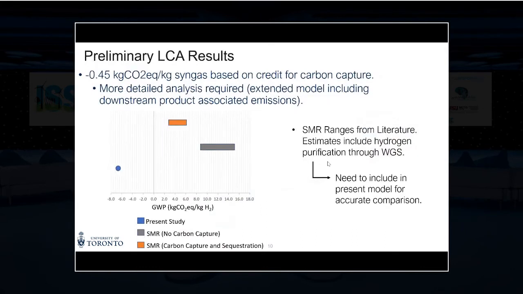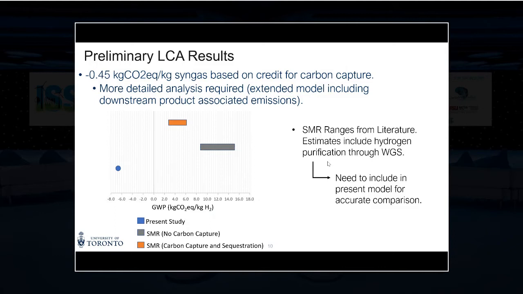So preliminary LCA results indicate that you can get to the raw syngas with negative 0.45 kilogram CO2 equivalent emissions per kilogram of syngas, based on a credit for carbon capture. However, this is a very, very preliminary value, so it's not indicative of an entire technology that's carbon negative. It's solely looking at that portion of the commercial scale diagram that was outlined, and it needs to be built upon to include the downstream product associated emissions, so emissions associated with purification of the raw syngas.